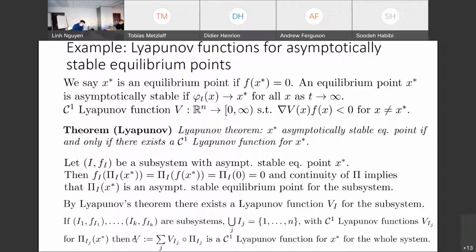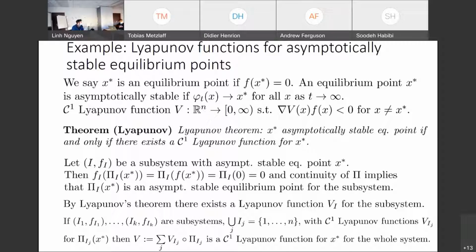We want to define a Lyapunov function for the whole system, and we just do this by embedding a Lyapunov function of the subsystem into a function acting on the whole system by composing it with the projection, and then we just sum them together, and we see that this gives a Lyapunov function for the whole system. And then applying again Lyapunov's theorem, since we have a Lyapunov function, we know that the point we started with has to be asymptotically stable for the whole system.